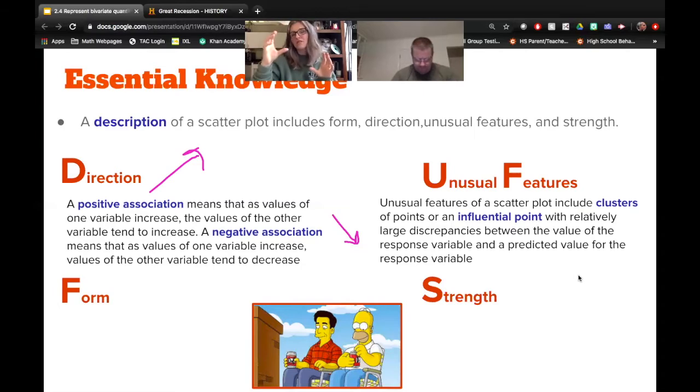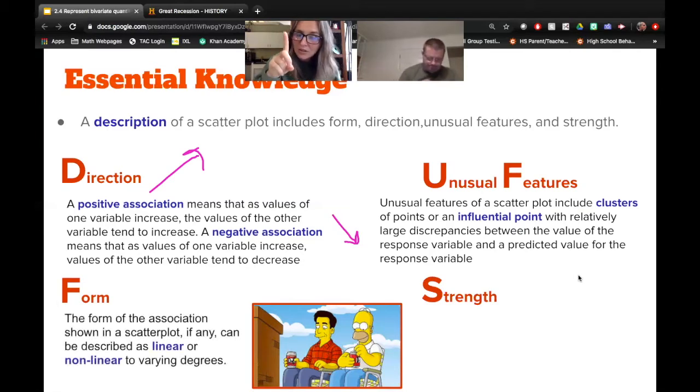Now, form is about whether there is a pattern in the graph. And if there is a pattern, we only care about two things. Is it linear or is it not? You've heard the Shakespeare line, to be or not to be? Linear: to line or to not line. That's it. If it is not linear, there are whole other statistics classes later on for you. But for us, what we care about is whether it is linear, because if it's linear, we can do a lot of things with it. If it's not linear, we got a problem.